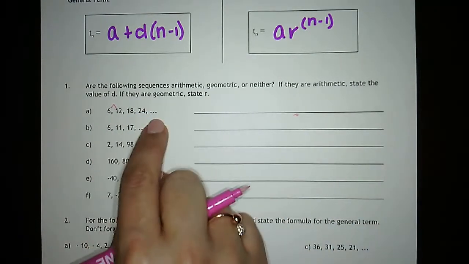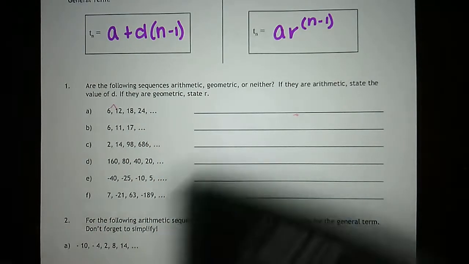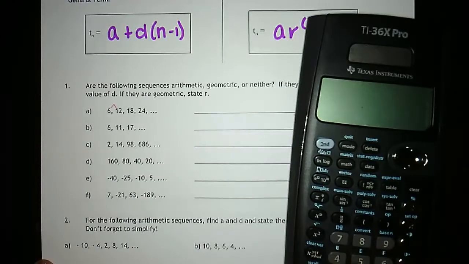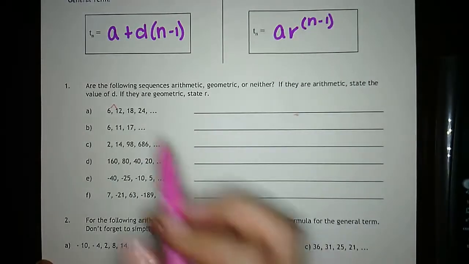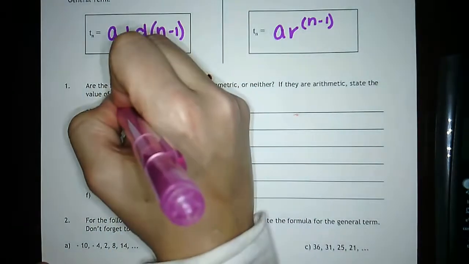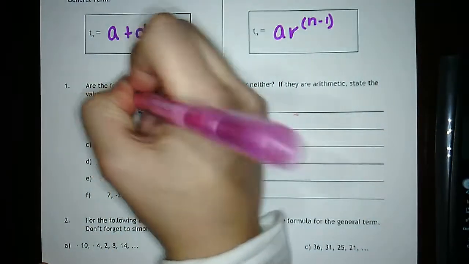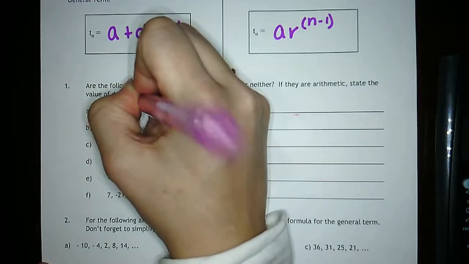I'm looking here, these numbers aren't getting huge as we continue on. So all you do is take your calculator or in your head, and all you do is do 12 minus 6, which is 6. See if that works all the way. 18 minus 12 is 6. 24 minus 18 is 6.